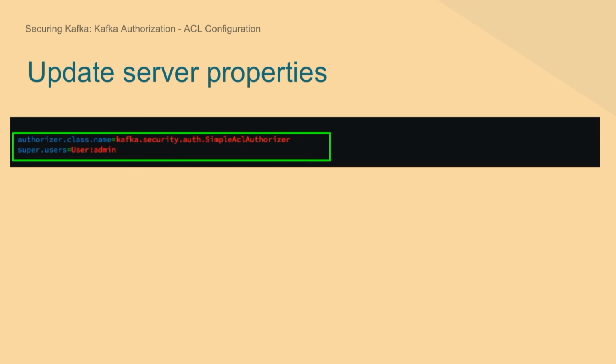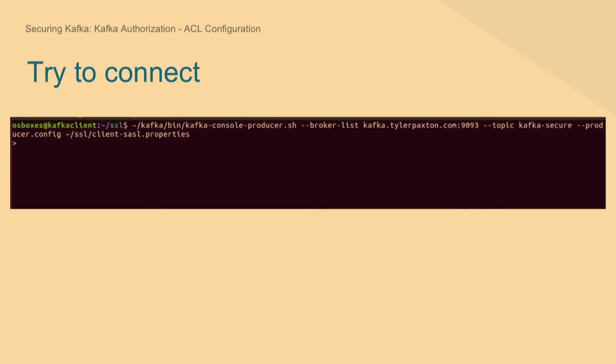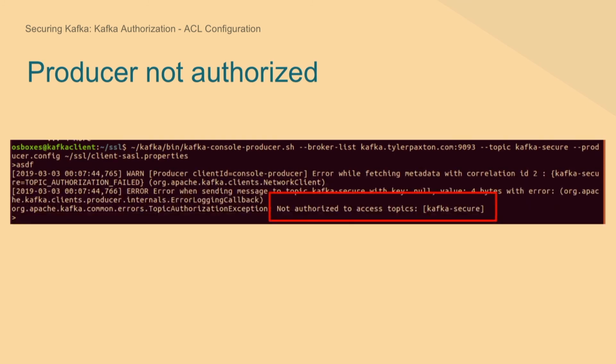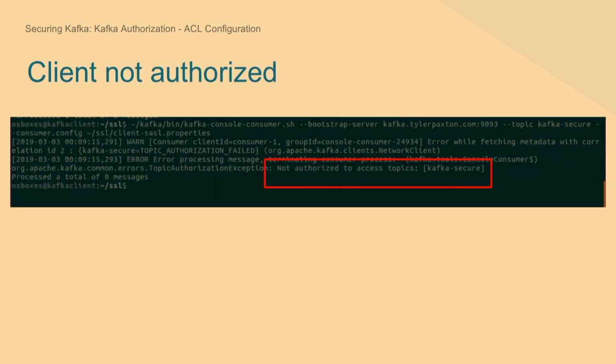So here I'm adding the authorizer. I'm setting up a super user, and I'm going to go ahead and try to connect. We see here that I was unable to connect because I have no authorized access now to Kafka Secure. Because I've added the user, I'm connecting with the user, and I haven't added any ACLs, I'm not able to do anything. Same thing on the client, I'm not able to access the topic.